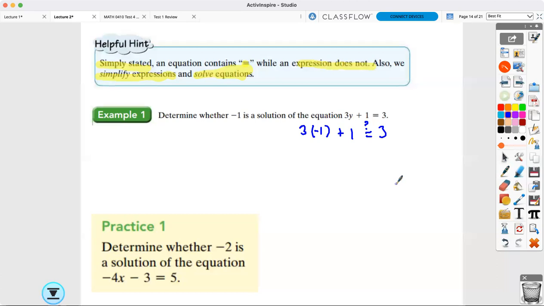3 times -1 is -3. Bring down the +1 = 3. -3 + 1. You owe me $3, but you pay me 1, so now you owe me $2. -2 = 3. That is false. Since it is false, we can say that -1 is not a solution.